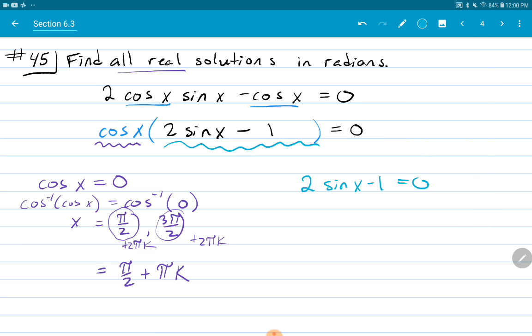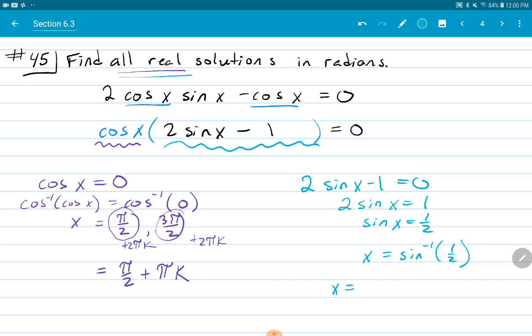And then for my other answer, I'm looking at the light blue now, 2 sine of x minus 1 equals 0 gives me 2 sine of x equals 1. Divide both sides by 2, I get sine of x equals 1/2. Then if I take sine inverse of both sides, I get x equals, and looking again at my unit circle, I want my answer in all reals, but starting with just the unit circle, and then we'll add on the period.